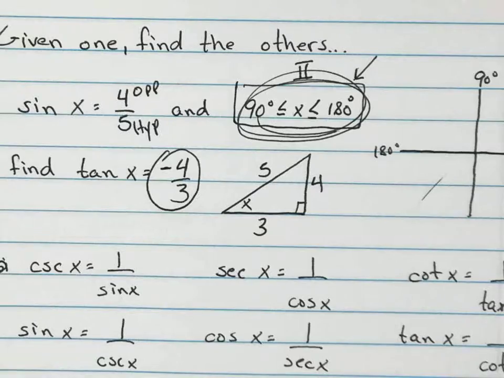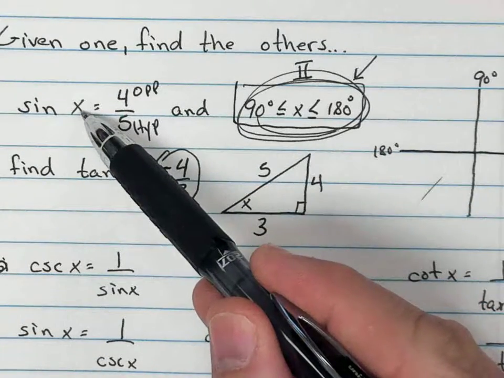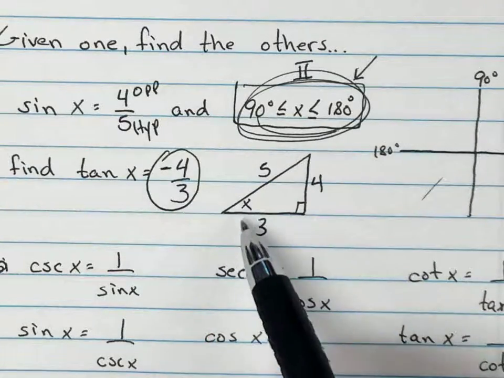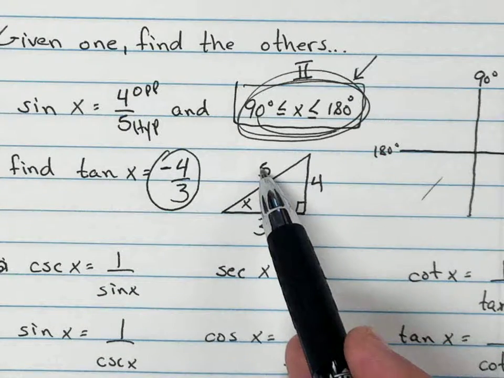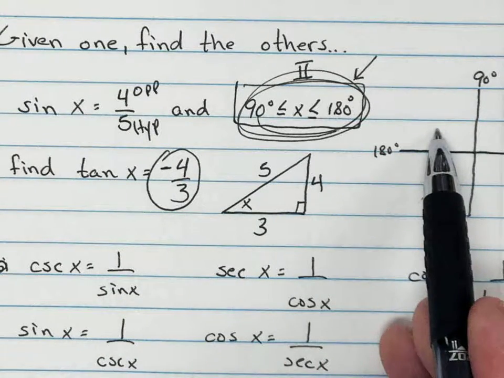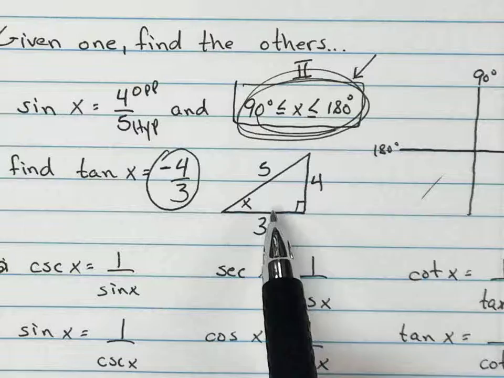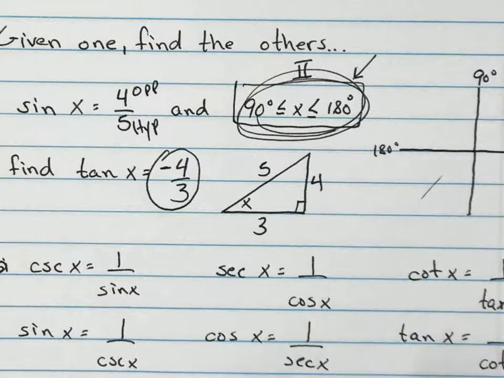But what I'm about to do is show you that given sine, we can actually find all the other 5. Because we could find cosine by doing adjacent over hypotenuse. Cosine would be 3/5. Since it's in the second quadrant, it would be negative. So negative 3/5 would be cosine. And we can use all these reciprocal identities, now that we have sine, cosine, and tangent, to find cosecant, secant, and cotangent. So I'm going to work one more of these.